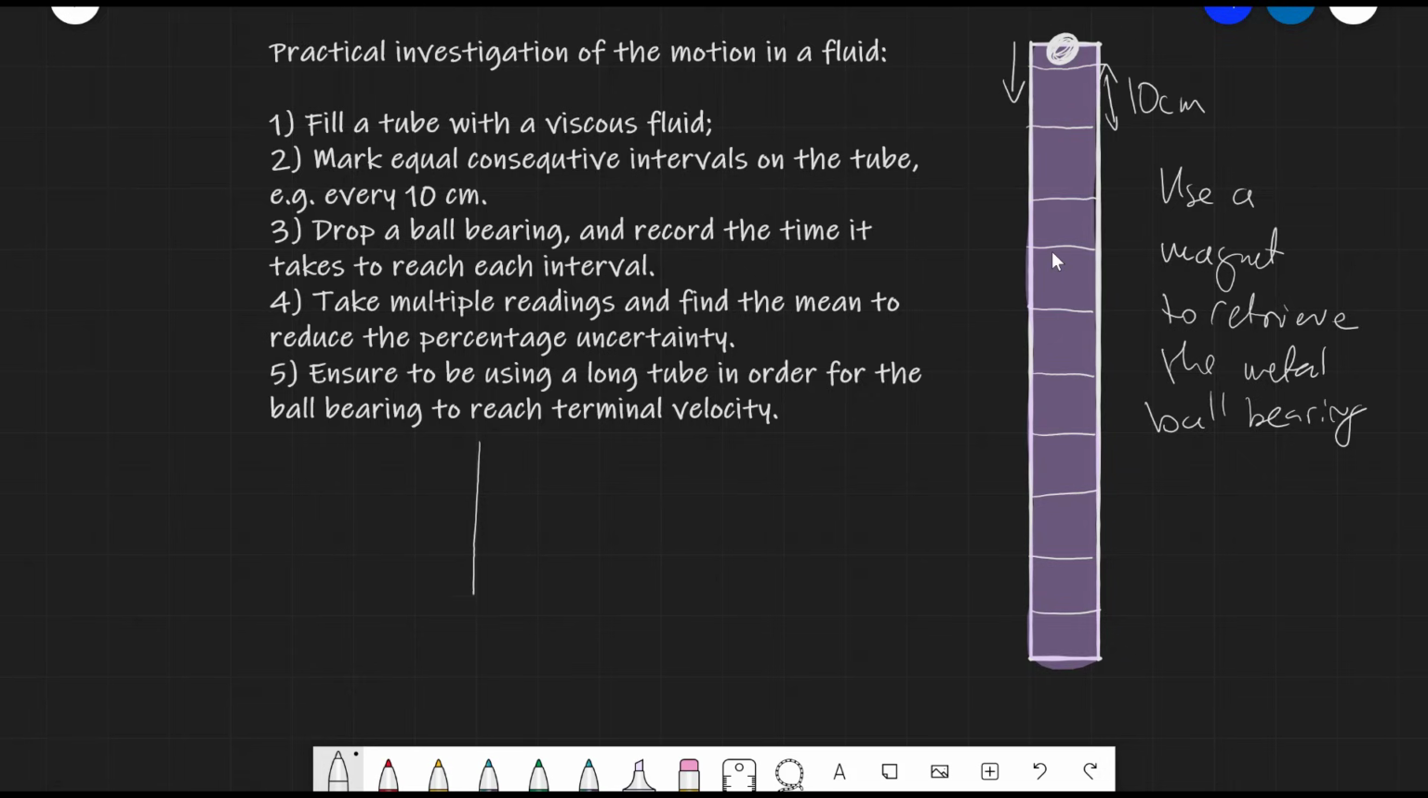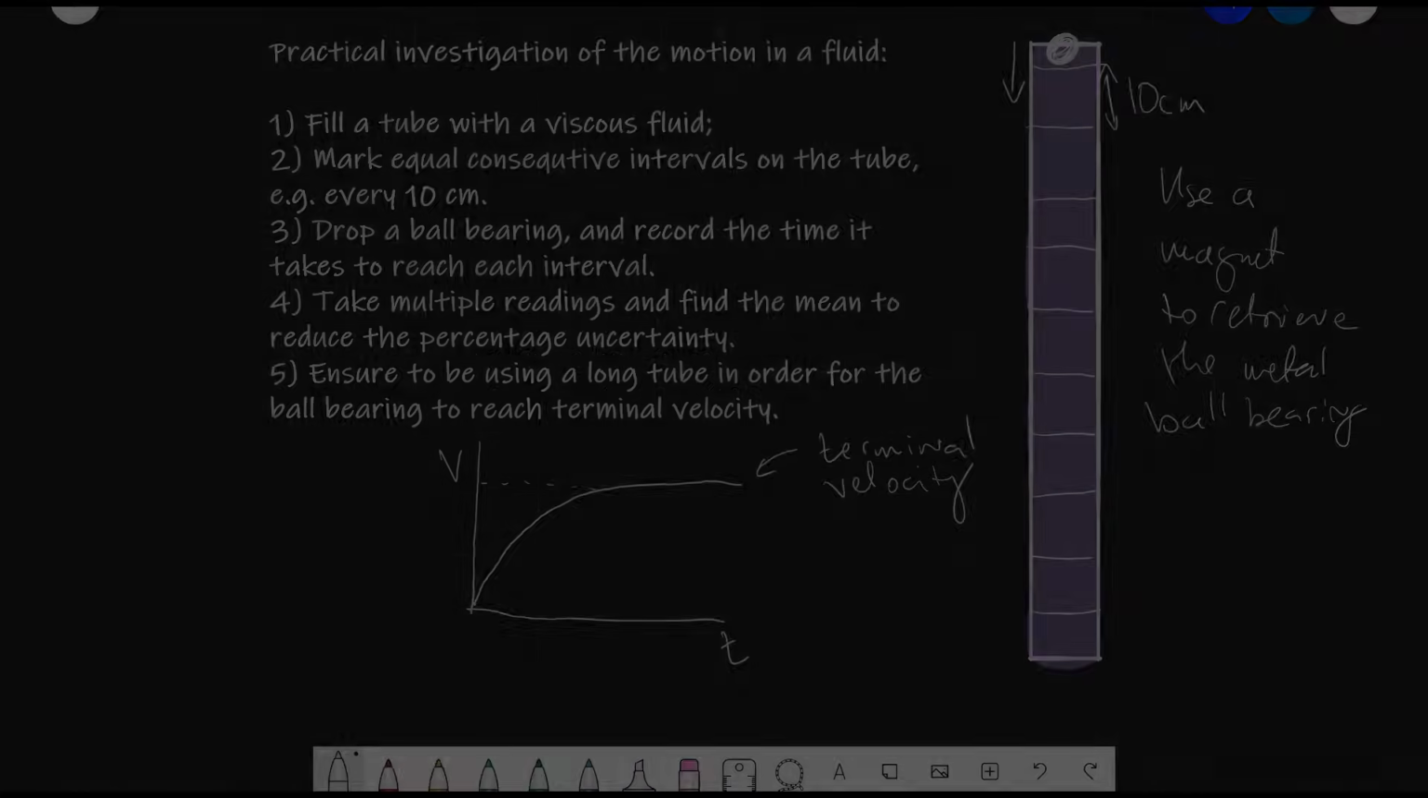In fact, if we're to plot a graph of, let's say, the speed against time, we're going to get that familiar curve of the acceleration decreasing and then reaching a constant value, and this constant value just here is our terminal velocity. This is quite a good way to be investigating that.